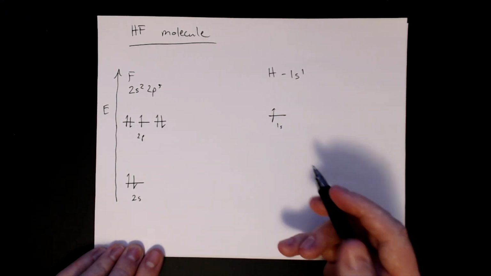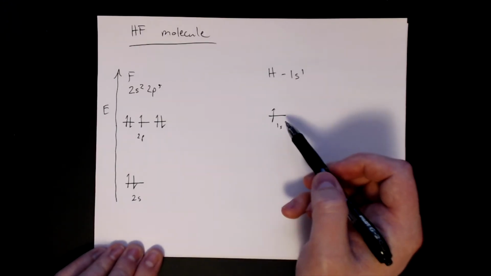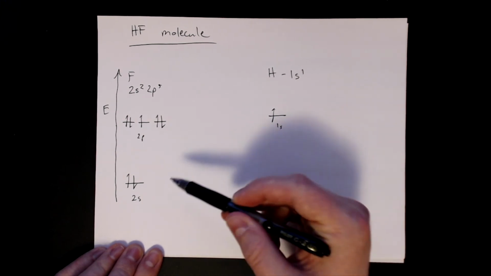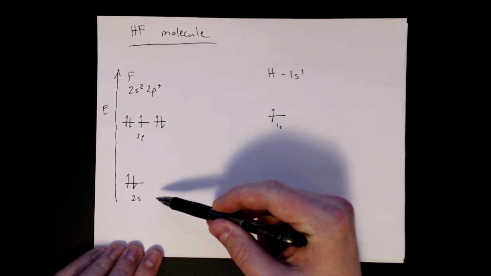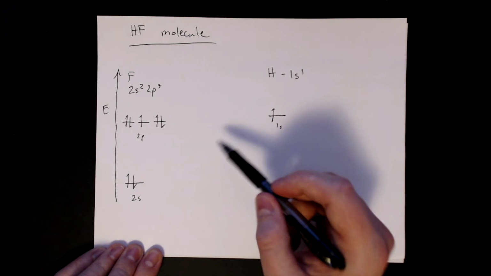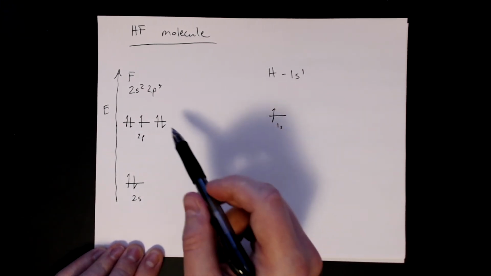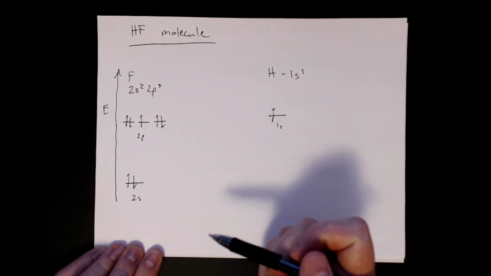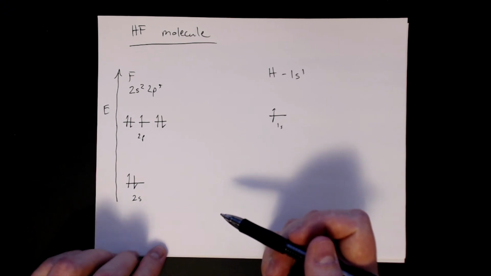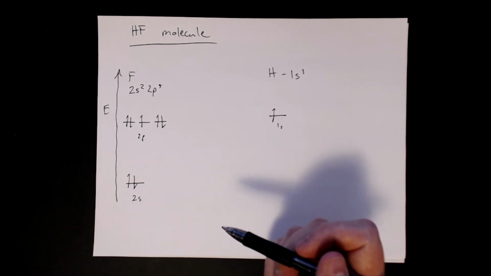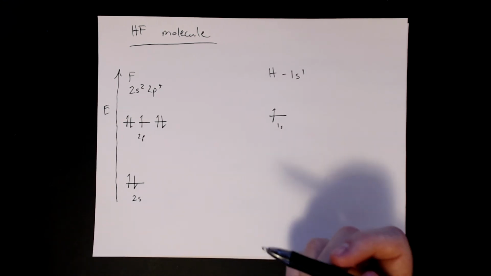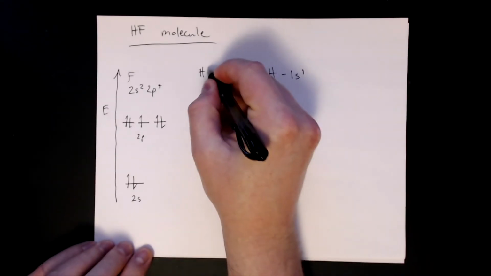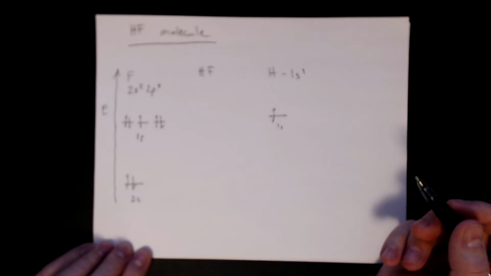Since this is unfilled, it's at a higher energy state than the 1s for fluorine. But again, I'm not expecting you to know the exact energy levels here. We're just using this as a crude model. So when these blend together and form a molecular orbital, we're going to look at HF, right? That's the interest that we want to look at.